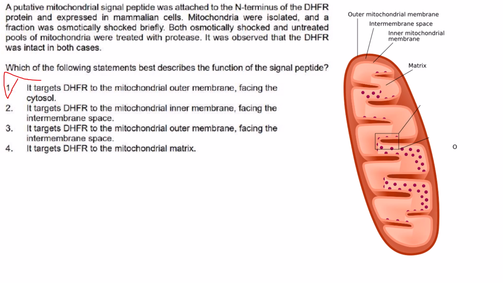Then it targets DHFR to the mitochondria inner membrane facing the intermembrane space. Here also the same story. Now if the signal peptide has targeted the DHFR to the inner membrane, that is over here, and its domain is facing the intermembrane space, then osmotic shock treatment. Osmotic shock means outer membrane got disrupted, the DHFR got exposed to protease, leading to its digestion.